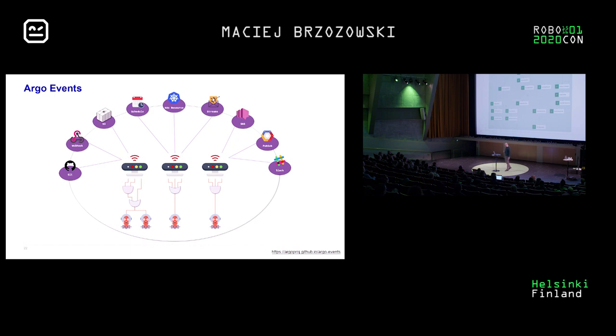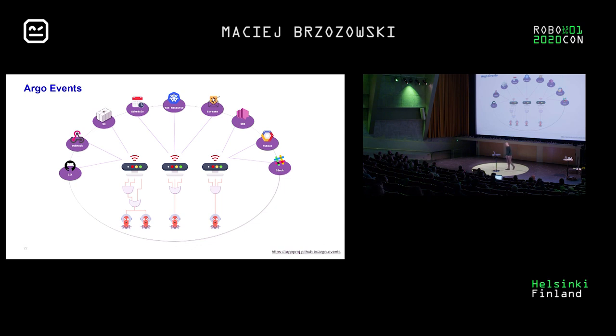So now Argo Events. We saw how to run it manually. If you would like to run it automatically, then we can use the Argo Events project. Basically, we can wait for different kinds of event sources. Something happened on GitHub, we can have a webhook, we can have a look at AWS SNS or GCP PubSub or whatever.